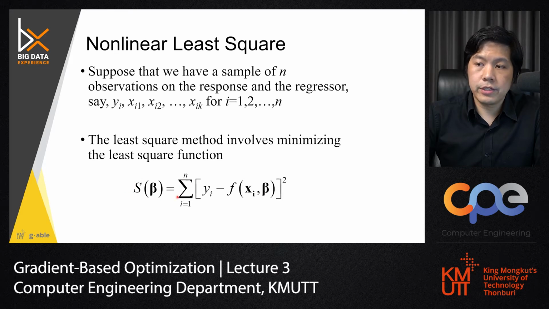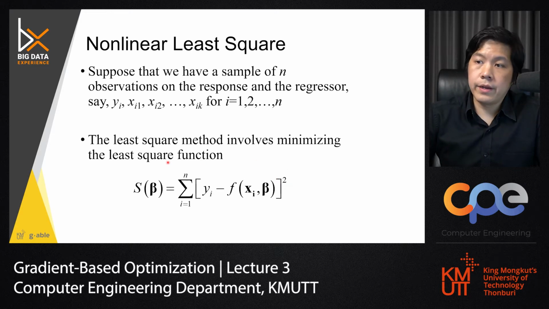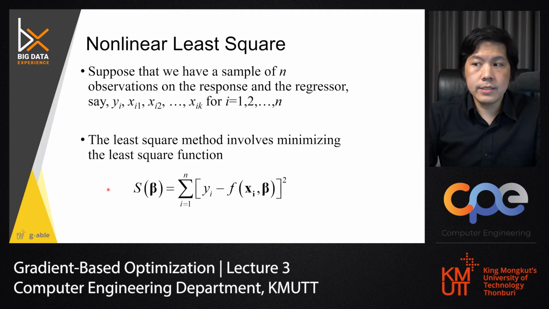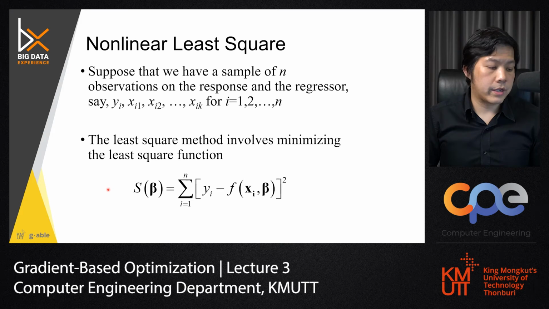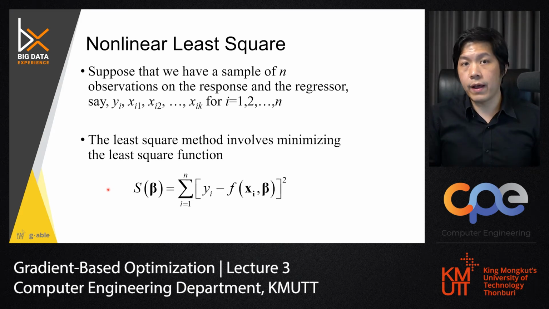We have the summation of yi, the actual value, minus the predicted value f(xi, beta), squared to eliminate the sign. And here would be the error function describing the matching between the actual data and the predicted data. Now this f, if it is linear, there's no problem. You can use derivative in combination with solving a system of equations and find the answer.